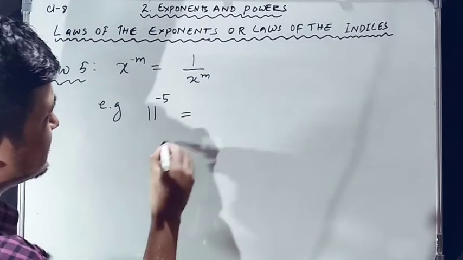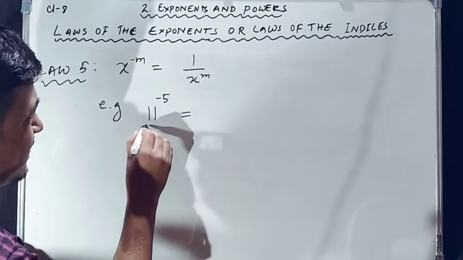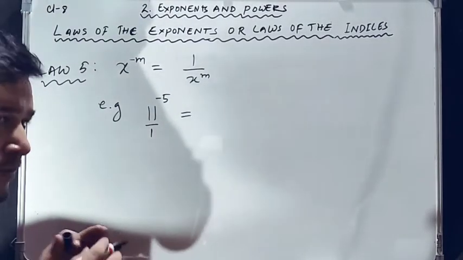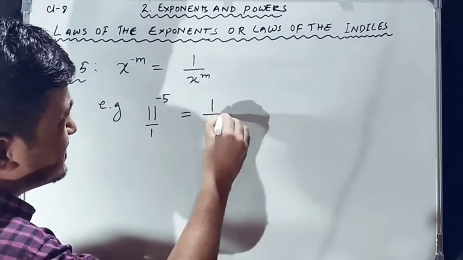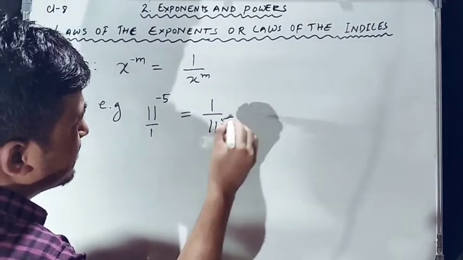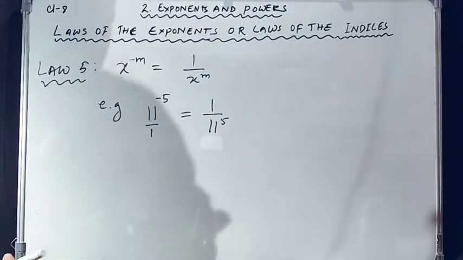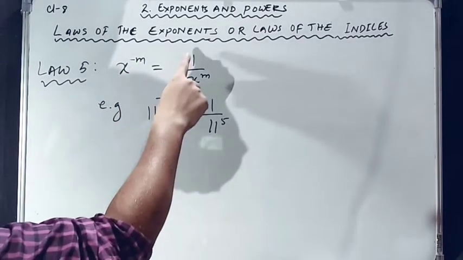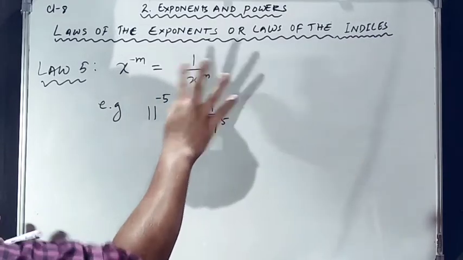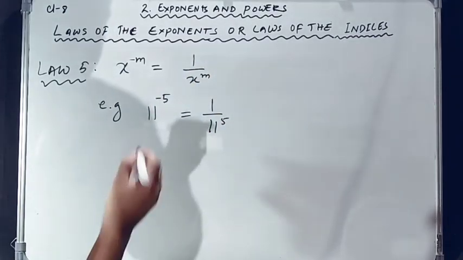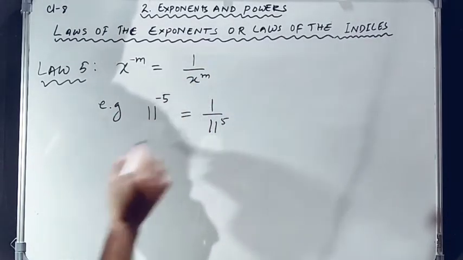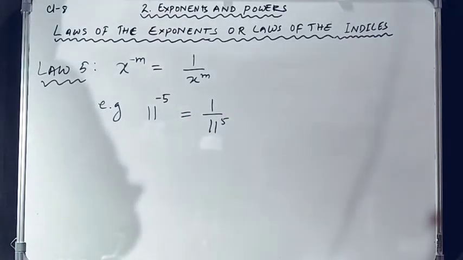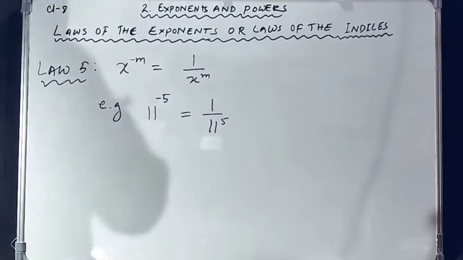Then how will you write it? We know that every integer has one as a denominator, right? So it will become reciprocal, and then this 5 will become positive. So x raised to the minus m is equal to 1 by x to the power m, right? Similarly, 11 raised to the power minus 5 is equal to 1 by 11 raised to the power 5. Okay, so this is our law 5.